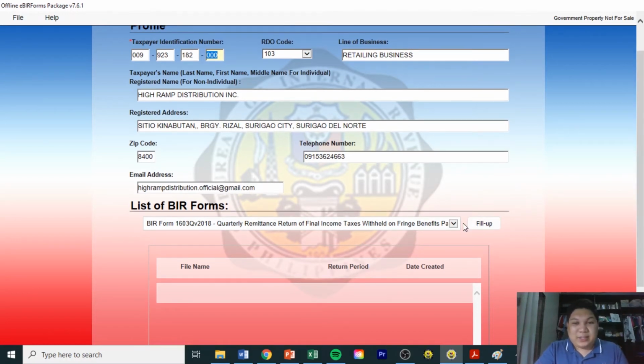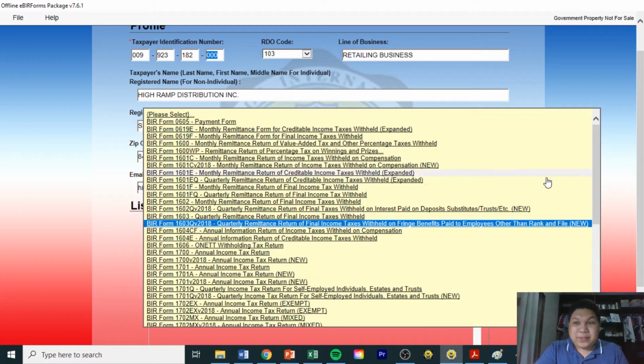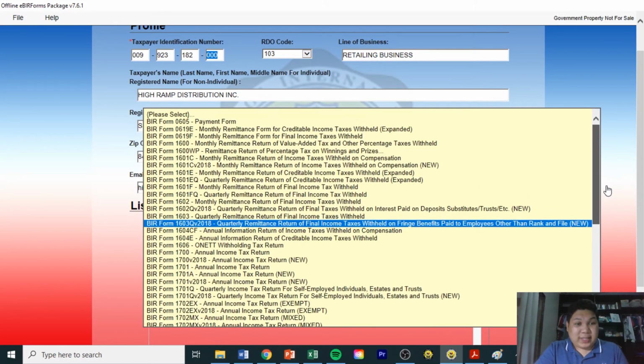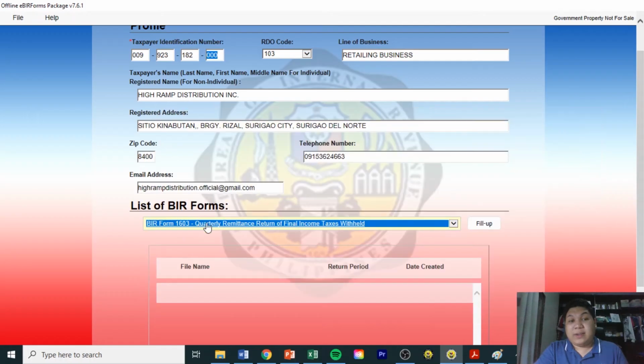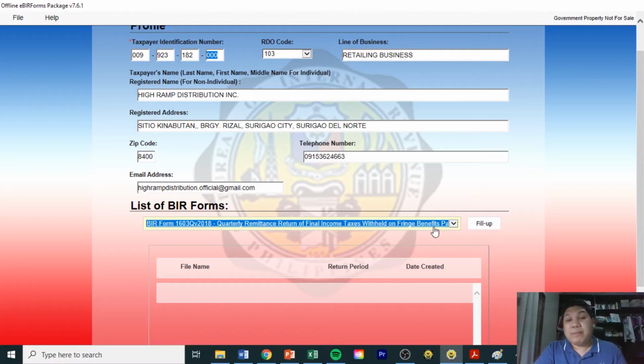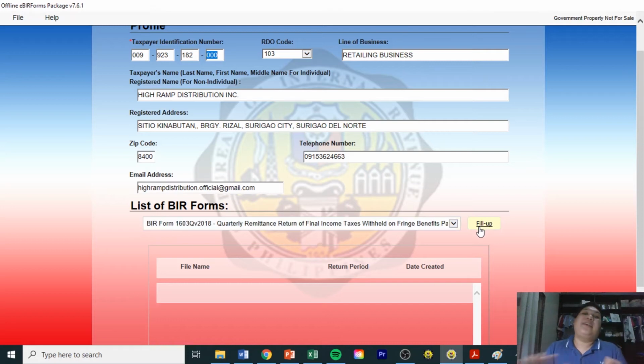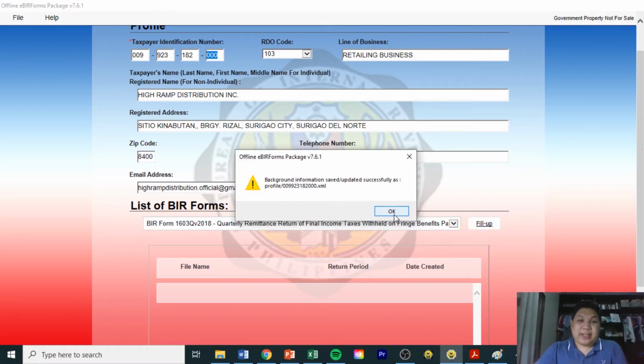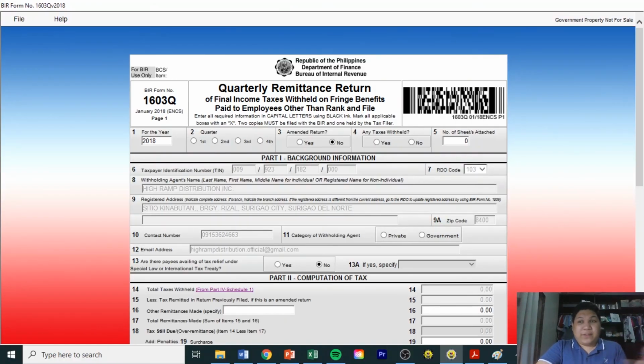So the next step is to select from the list here what forms we're going to use. In this case, we will use the BIR Form 1603Q version 2018. This is the updated one. If you are using eBIR Forms, don't use the old one. Why? Because that was the old return used before the TRAIN law. Okay, so next you have to fill this up, and click OK. So we have here the return, the BIR Form 1603Q.